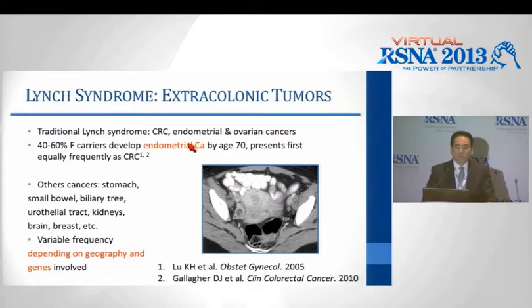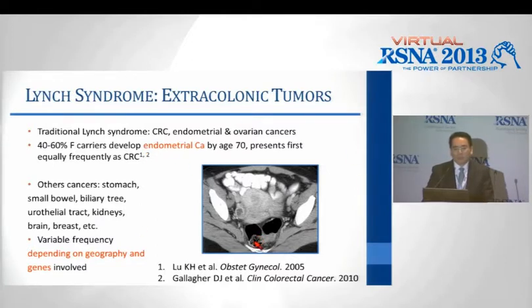They can also develop cancers in the stomach, small bowel, biliary tree, etc. And the exact frequency of these cancers is quite variable, and they're dependent on geography and on the genes involved. So it depends on which of the 4 genes you have affected, depends on where you live. So in China, for example, the second most common cancer after colon is actually gastric cancer.